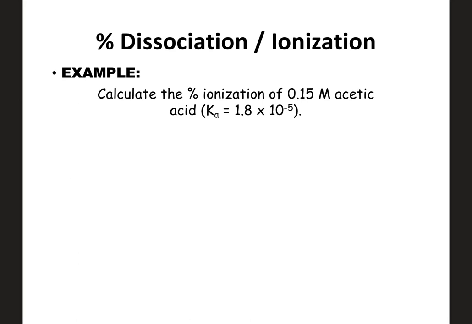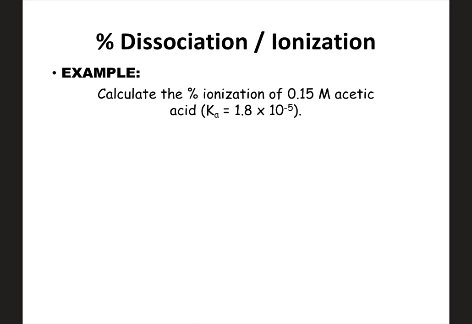Let's look at another example here. This one says calculate the percent ionization of 0.15 molar acetic acid, and they gave us the Ka here. In order to do percent ionization, we need the concentration of the H plus over the concentration of the acid itself. In the problem, they gave us the concentration of the acid, but I don't have the concentration of H plus, so I'm going to have to find that here. This is a weak acid, so if you want to find the concentration of H plus for a weak acid, you're going to have to do an equilibrium problem. You're going to have to do an ICE table here.